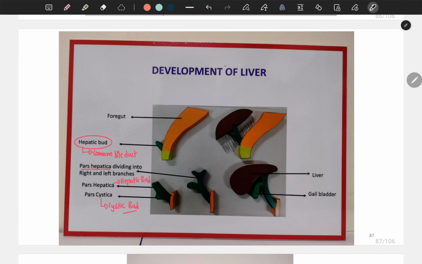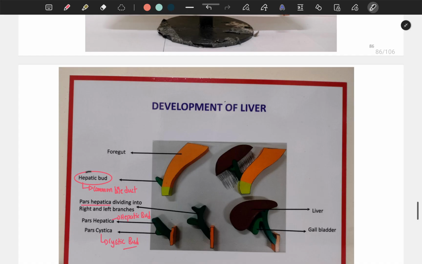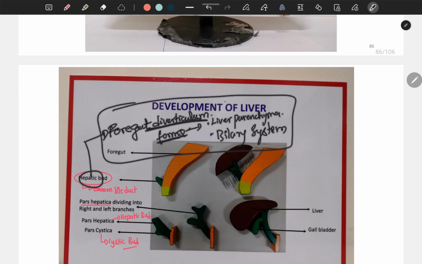Okay. And this is liver and gallbladder. So coming to the hepatic bud, it is developed from the foregut diverticulum. Foregut diverticulum forms liver parenchyma and biliary system. Okay, this is about the foregut diverticulum, that is hepatic bud.